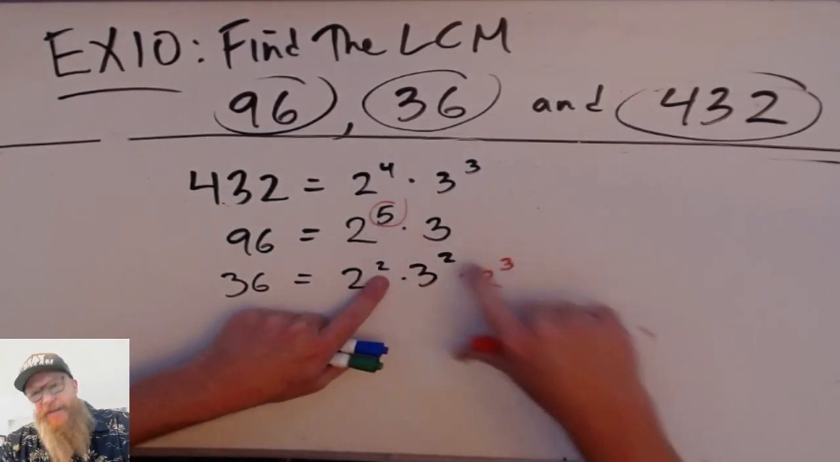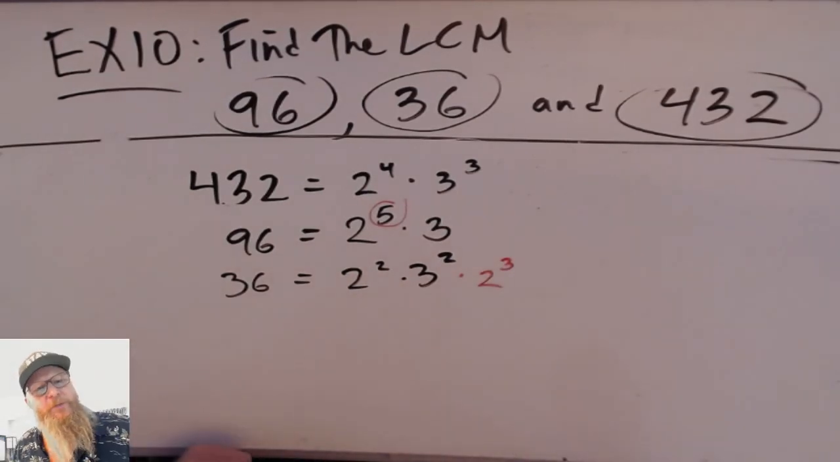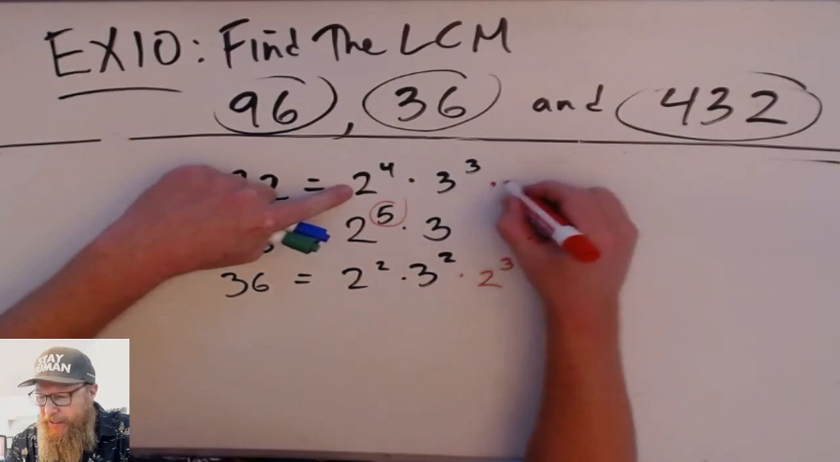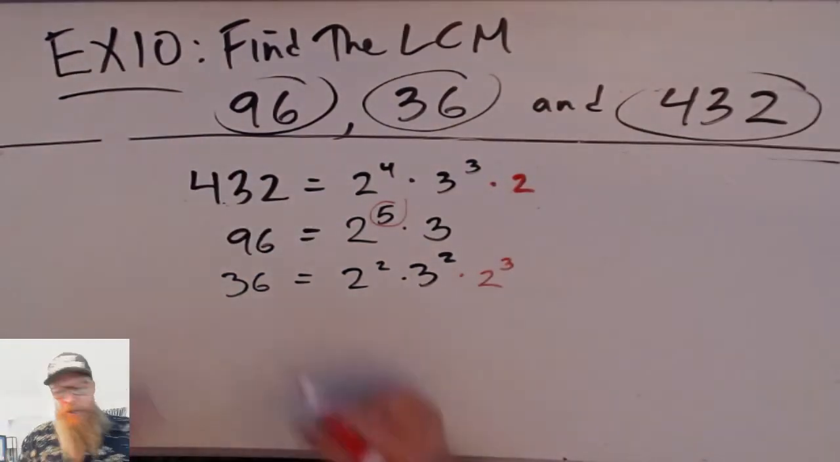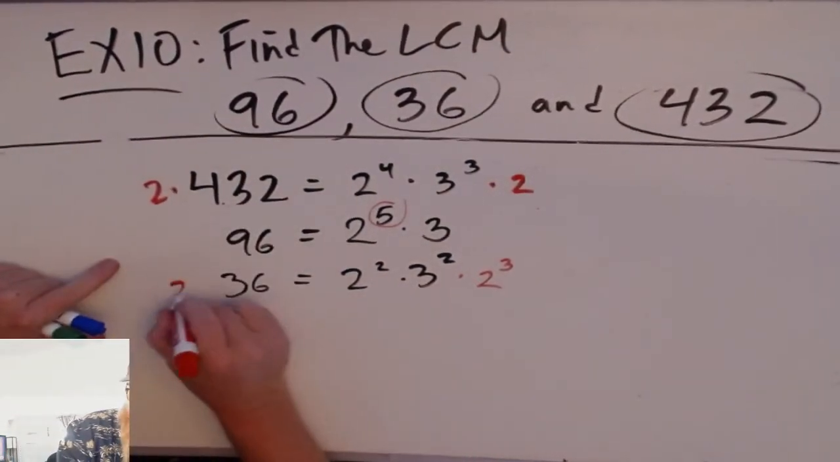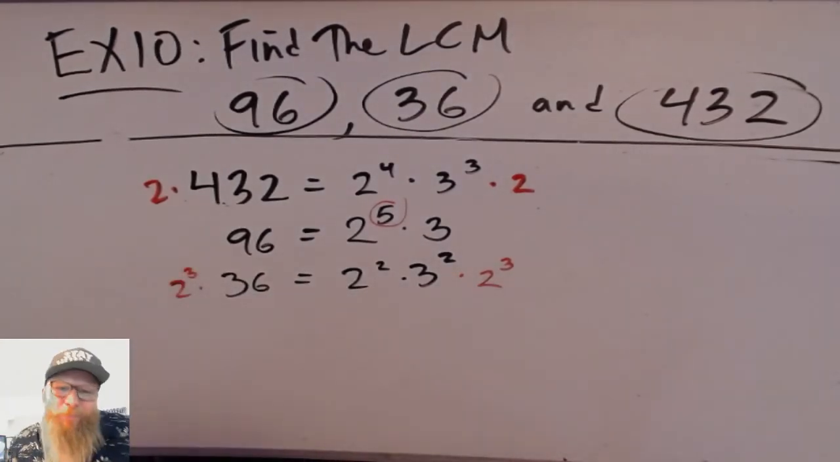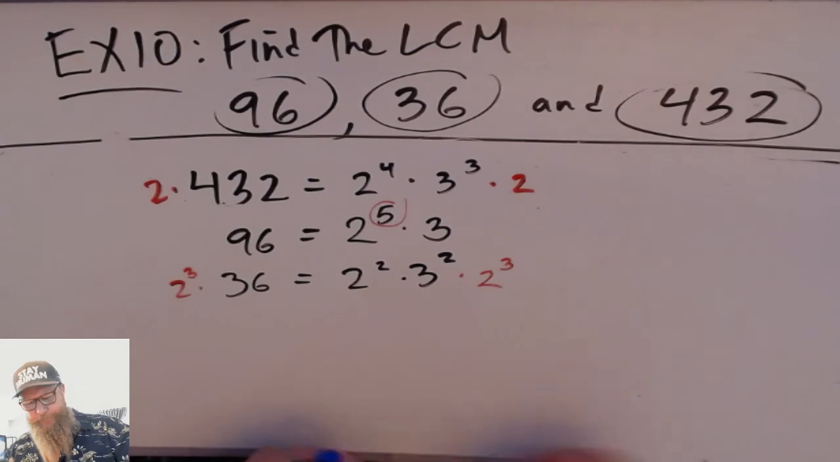And now it has 5 2's. 2 times 2 times 2. This one already has 4, so it only needs 1 more 2. And I better balance everything out over here just to not break the law of equality.